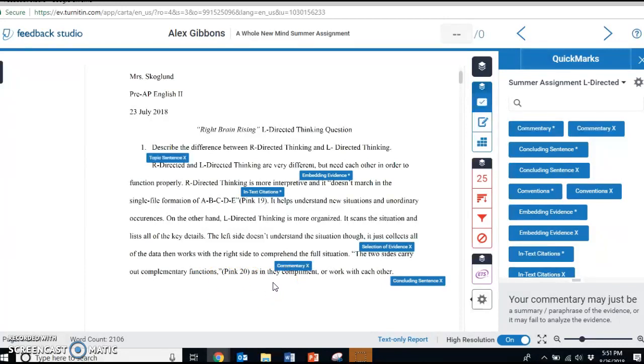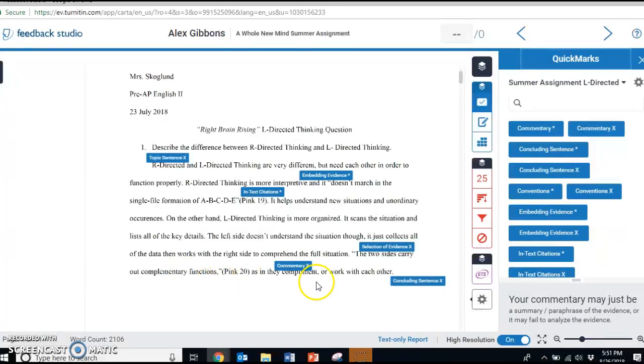I do think, however, you maybe could have selected better evidence. So for example, this piece was all right up here talking about R-directed, but then down here when you said the two sides carry out complementary functions, keep in mind the question is what's the difference? And so I'm not really sure that piece of evidence really helped you out in answering that question. So try to really select evidence that's going to help you with that.